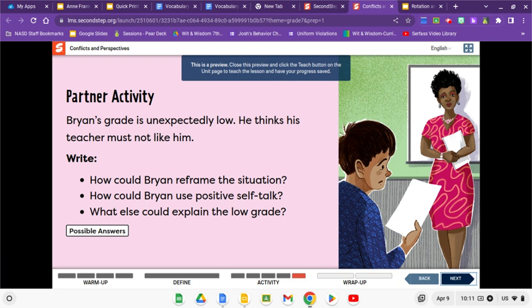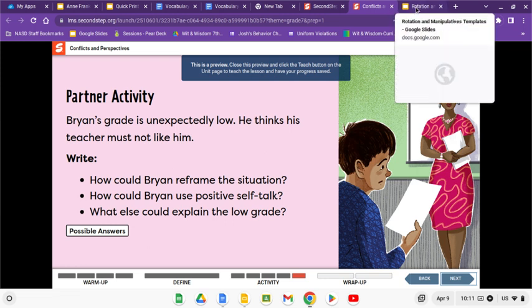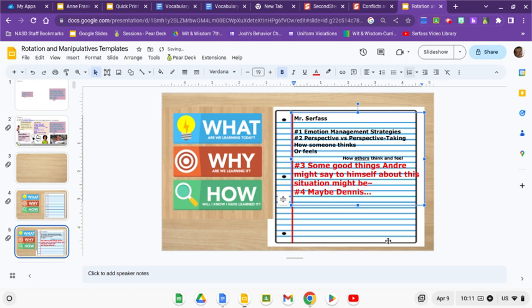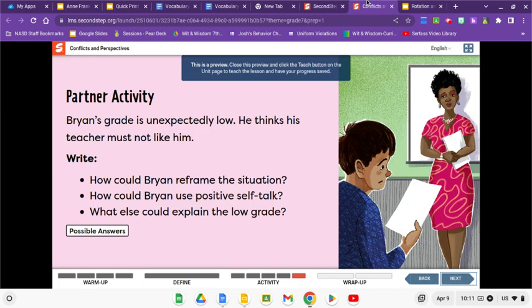All right. Take a moment now. How could Brian reframe and use self talk? And what could be some other explanations? Let's use these sentence starters. Number 5, Brian might say. Number 6, Brian might instead. And then number 7, what else? The low grade might. So take a moment now and use those sentence starters to complete number 5, 6, and 7. Please go ahead and write that now.